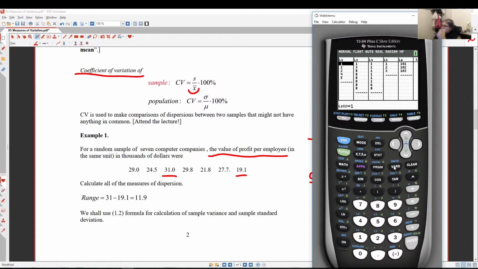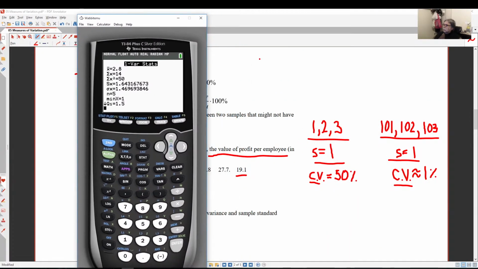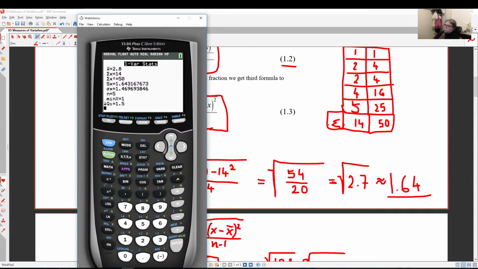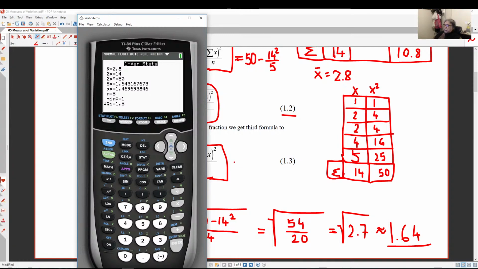And then you go for the statistics and calculate option. Option calculate. One variable statistics. Select that. And list, you have to put up the list you have the data in. The data I have is in the list 2. And then just simply calculate. And you got everything you need. So the x bar, the mean of the sample, is 2.8. The sum of all x's is 14. We actually have that calculated by using this table, 14, the sum of all x's.